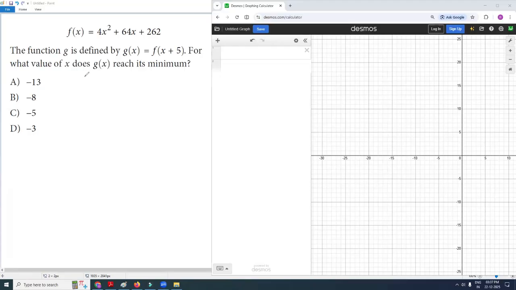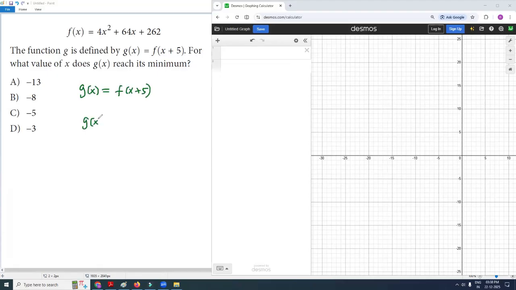Okay, so to get the value of x at which g of x reaches its minimum, let's get the function g of x completely. For that, we have to find the expression that is equivalent to f of x + 5. Okay, let me take this equation as it is. That is g of x equals f of x + 5.